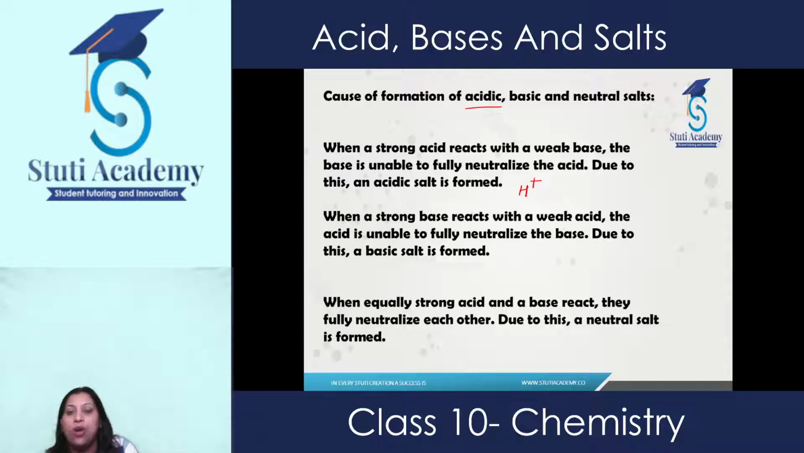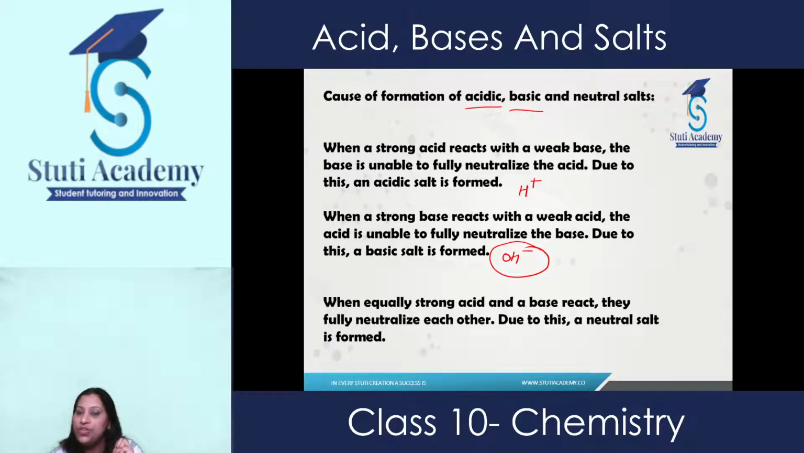And if we are talking about basic salt, when they react, they also do not replace the entire hydroxide ions. They retain some hydroxide ions in them. Due to the presence of these hydroxide ions, these are basic in nature.